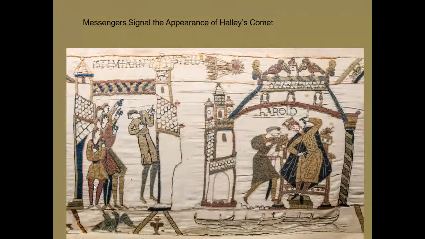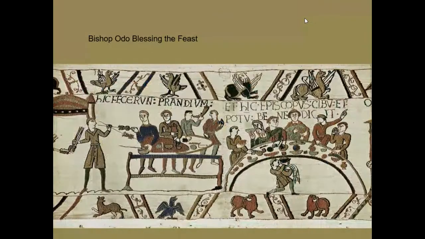Then there's an omen that is witnessed. You see Harold, who has assumed the throne of England, and you see this odd object flying by. This is actually the first recorded image in art of Halley's Comet, and it was believed to be an ill omen for Harold, and in fact he dies in trying to maintain his throne.